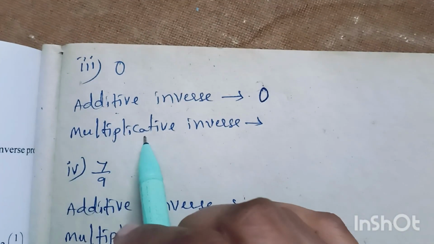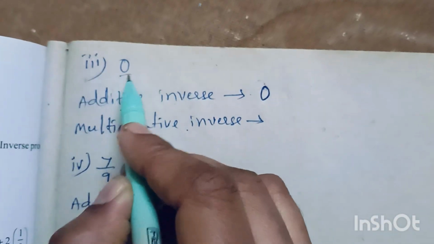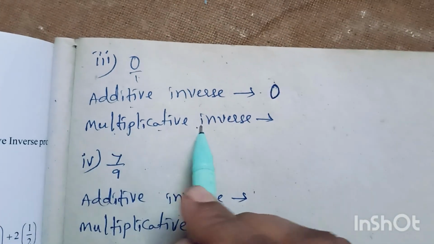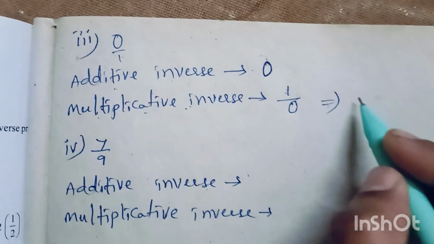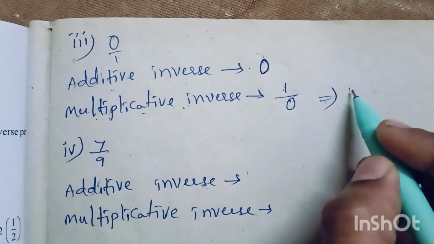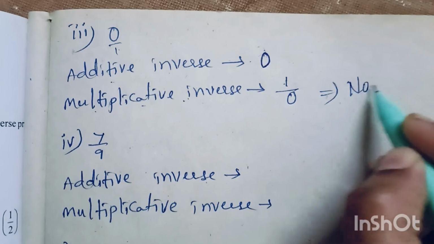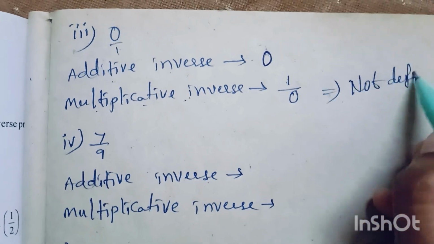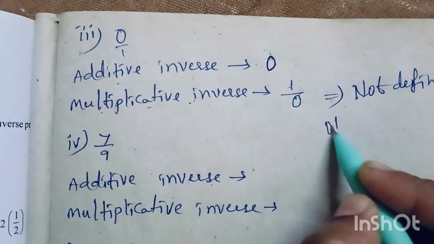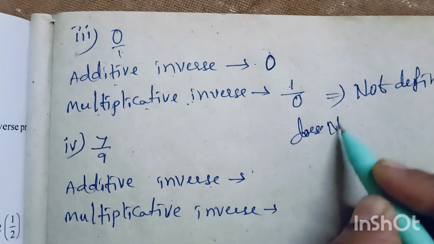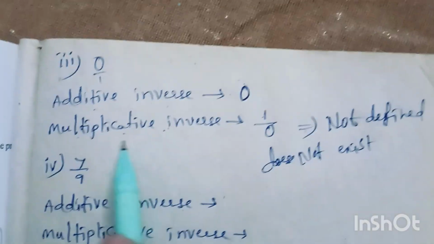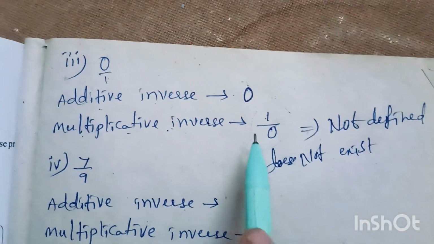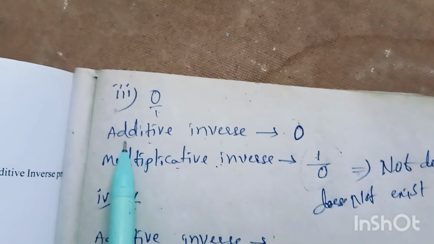Okay, and next, the multiplicative inverse of 0. Here, if nothing is there, it means divided by 1, no? So the multiplicative inverse we can write as 1 by 0. 1 by 0 does not exist, it is not defined. The value does not exist, we can't define it. So the multiplicative inverse of 0 is: the value does not exist. Okay, and the additive inverse of 0 is 0 only.